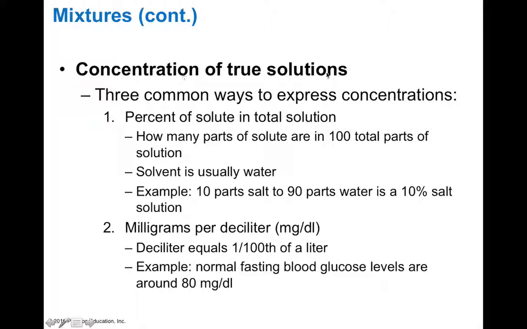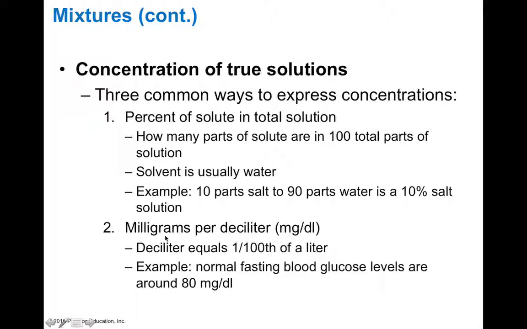Now, in terms of concentration of true solutions, there are three common ways to express concentration. We can talk about concentration as the percent of a solute in total solution, where we talk about the parts of a solute in 100 total parts. So when you start talking about parts per million or parts per billion, they're just talking about the percent of that solute in the total solution. The solvent is usually water, and so you might say that 10 parts of salt and 90 parts of water make a 10% salt solution, because 10 out of 100 parts is 10%.